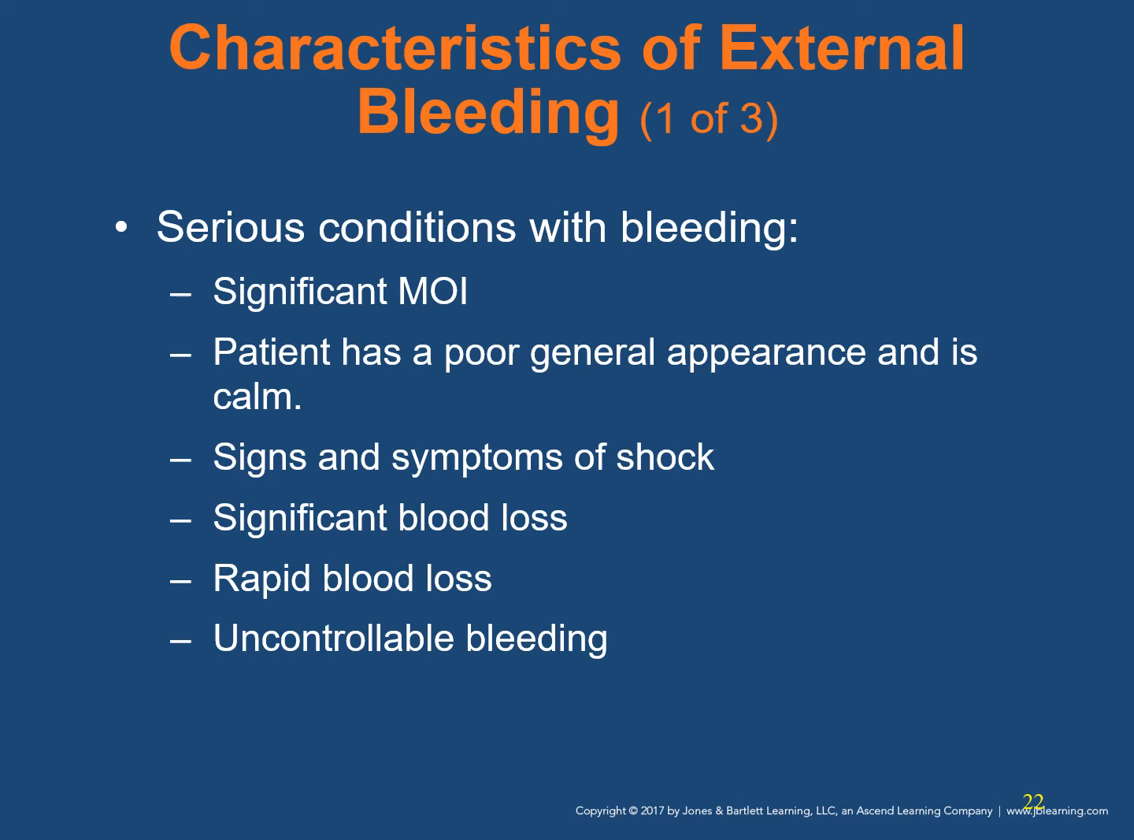Characteristics of external bleeding. Injuries and some illnesses can disrupt blood vessels and cause bleeding. You should consider bleeding to be serious if the following conditions are present: poor general appearance and no response to external stimuli, signs and symptoms of shock, hypoperfusion, significant blood loss, rapid blood loss, uncontrolled bleeding, significant MOI.